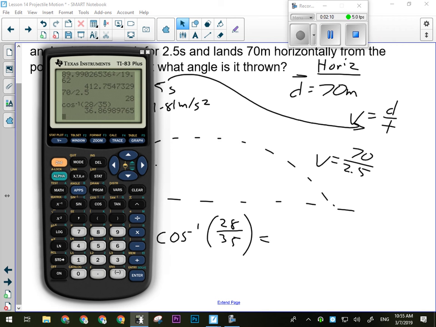All right, so this was fired at a 37-degree angle, or thrown at a 37-degree angle. All right, everybody kind of follow what I did there?